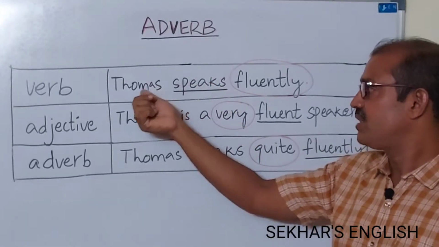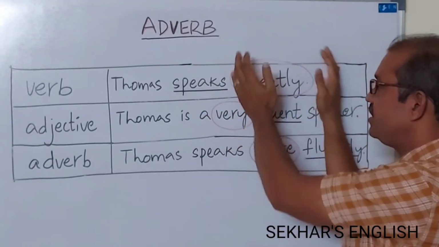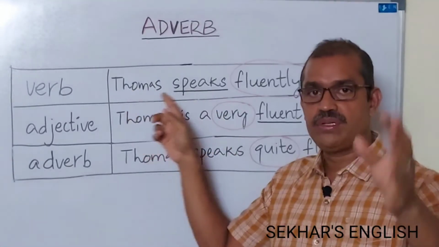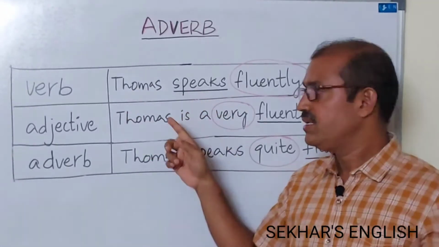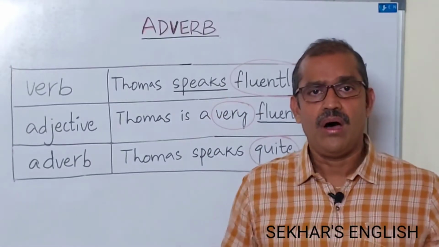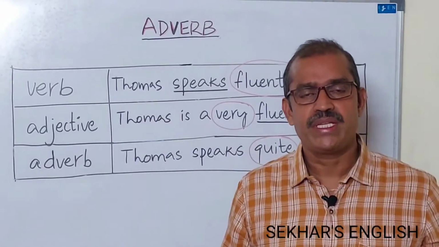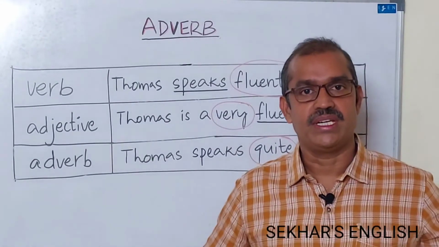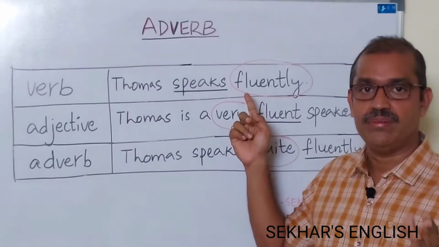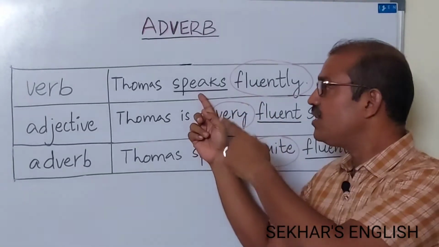Let's go to the first one. Thomas speaks fluently. In this statement, just forget this one, fluently, just forget it. Thomas speaks. Thomas is noun, speaks is verb, right? Okay, Thomas speaks, but how he speaks? In what manner he speaks? He speaks fluently. Okay, here fluently is adverb because it modifies the meaning of a verb.